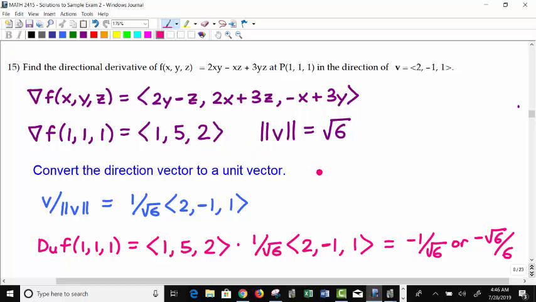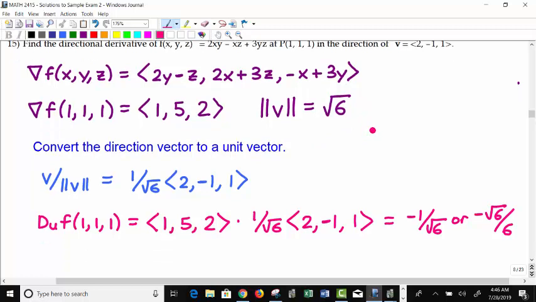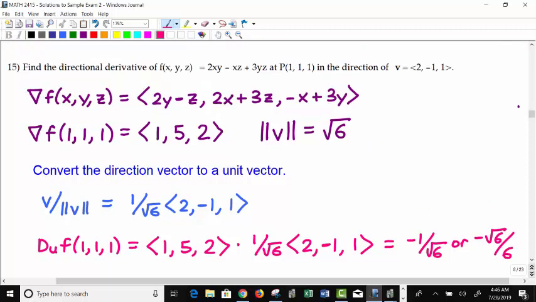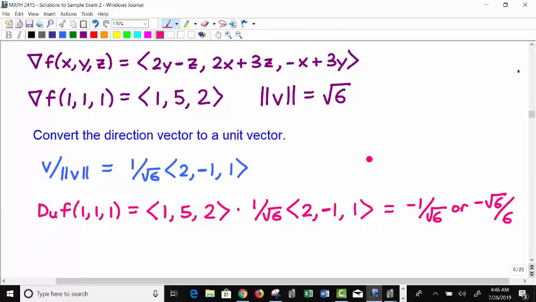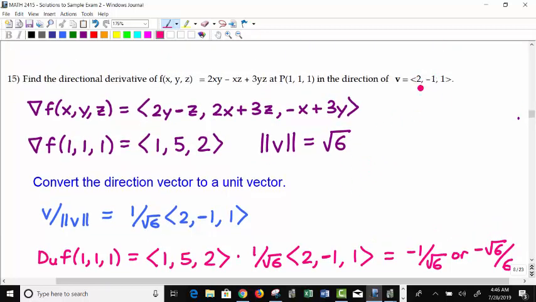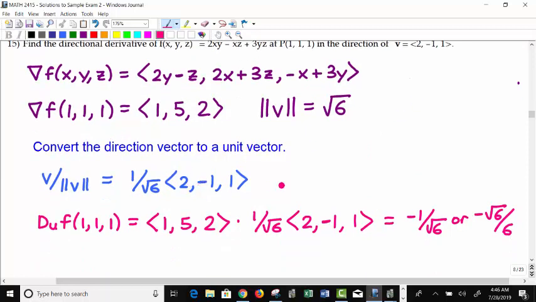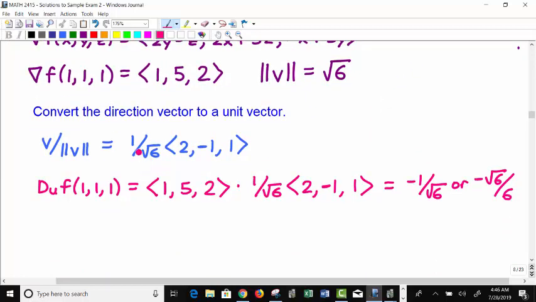And then the magnitude. Now we don't want the magnitude of this gradient vector in this case like we did in the last problem, but that was asking a different question. So you're taking the magnitude of the direction vector 2, negative 1, 1, so when you square that, it'll be 4 plus 1 plus 1, so you have the square root of 6. So now you just take this direction vector of 2, negative 1, 1, and you're essentially dividing it by the square root of 6.